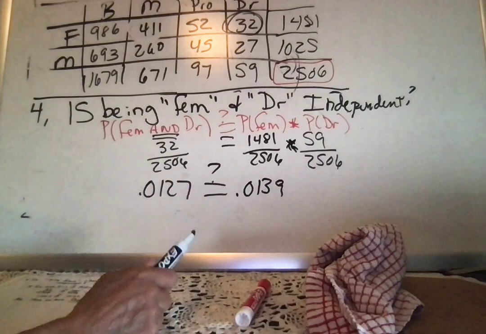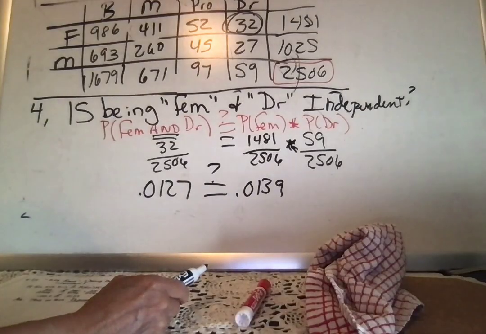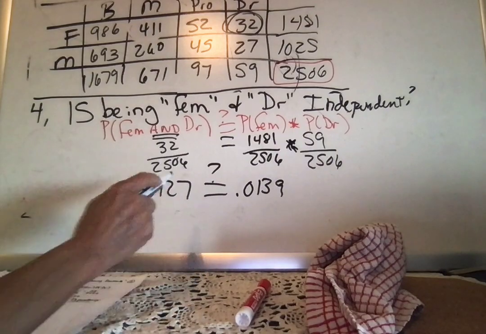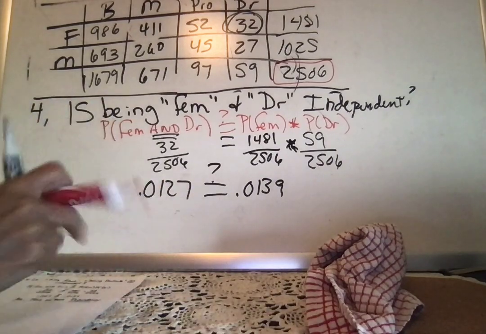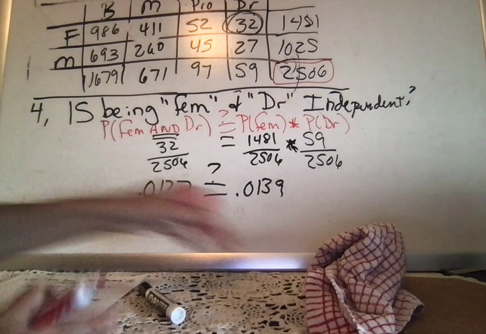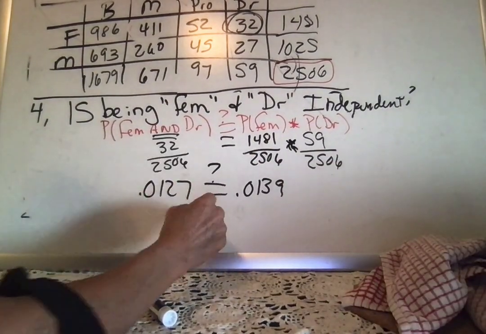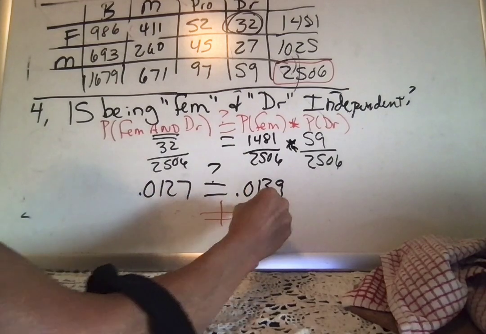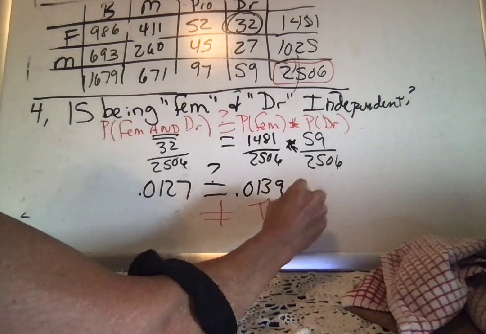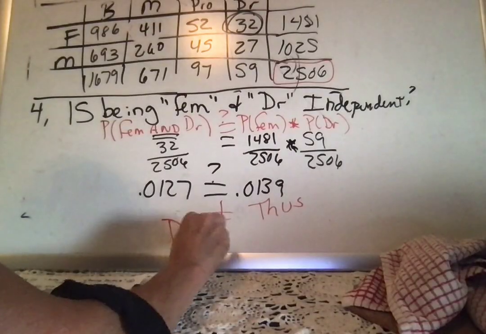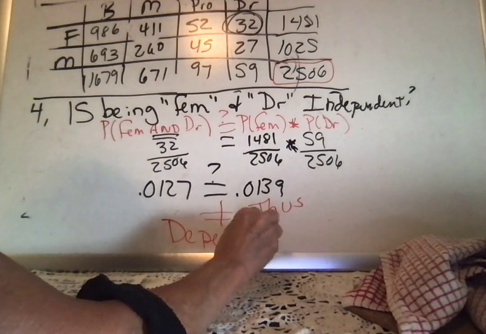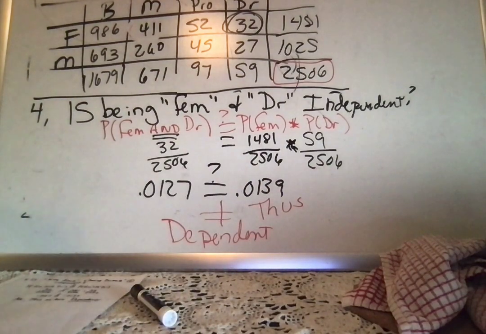And of course, we're back to those 4 decimal places for numbers less than 1 that I've always wanted. That is not equal. I know it's close, but remember we said we're going to be an all or nothing case. It's either equal or not. So that's actually not equal. So thus, it is dependent. Independent only happens if it turns out to be exactly equal.